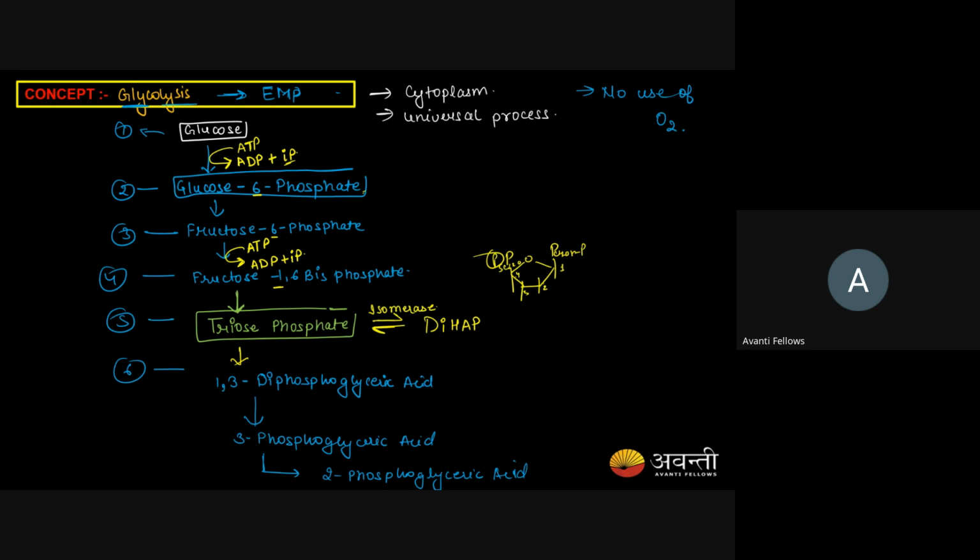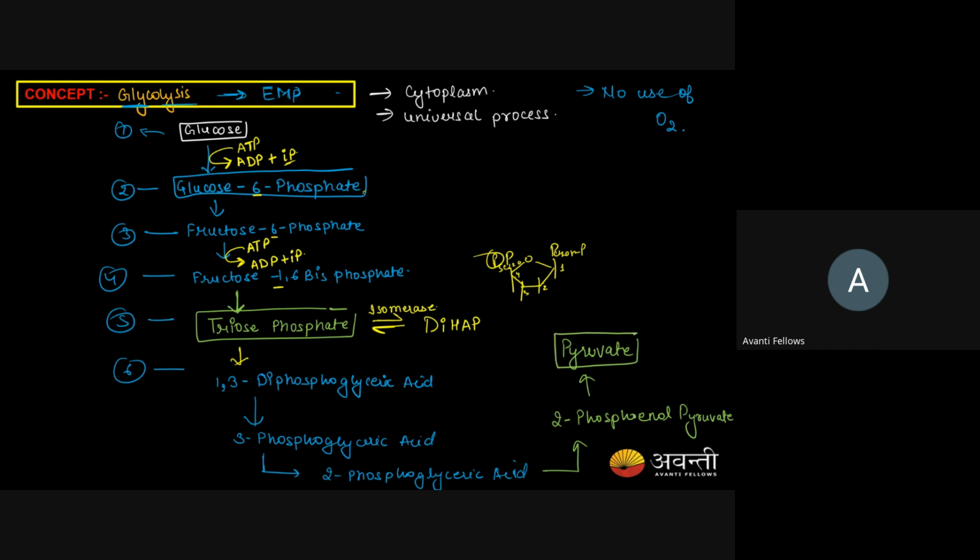The point is the same. Then 2-phosphoglyceric acid will get converted into 2-phosphoenol pyruvate. And then 2-phosphoenol pyruvate will get converted into our final product. Our final product is 2 pyruvate, pyruvic acid. Very nice.